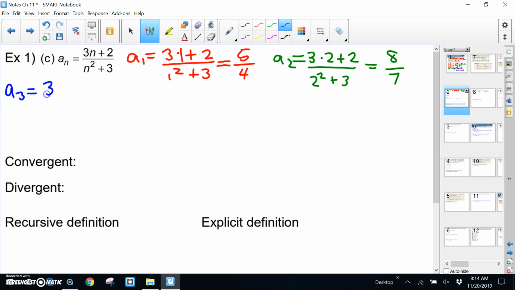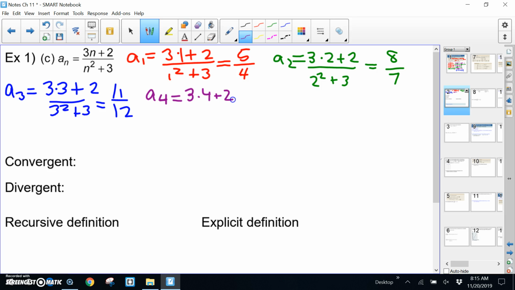Let's move on to A3. A3, plug in 3. You have 3 times 3 plus 2 over 3 squared plus 3. On the top, 3 times 3 is 9, plus 2 is 11. On the bottom, you have 3 squared is 9, plus 3 is 12. A4. 3 times 4 plus 2 over 4 squared plus 3. 3 times 4 is 12, plus 2, that's 14. And 4 squared is 16, plus 3, that's 19.